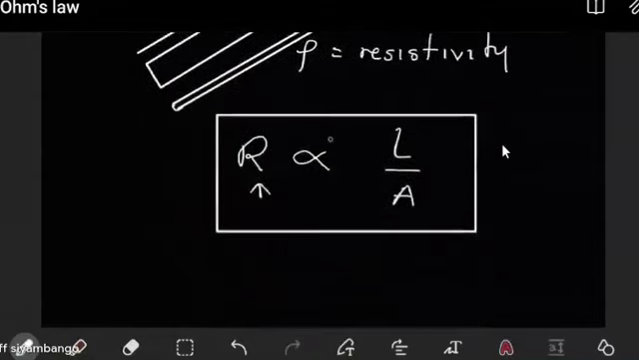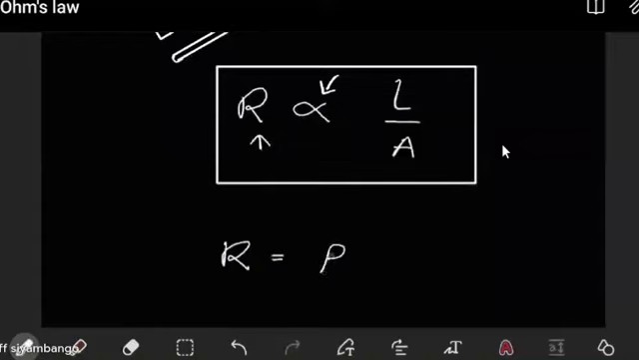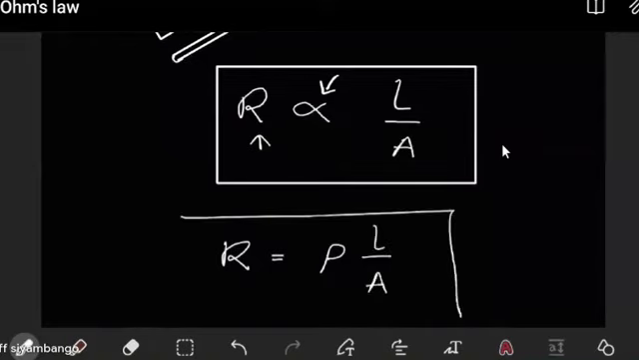When the proportionality symbol changes to an equal sign, we introduce a constant, and in this case, this will be particular to the material, which is the resistivity. So we end up with this as the formula for resistance when current is passing through a wire or conductor of length L and cross-sectional area A with resistivity rho.